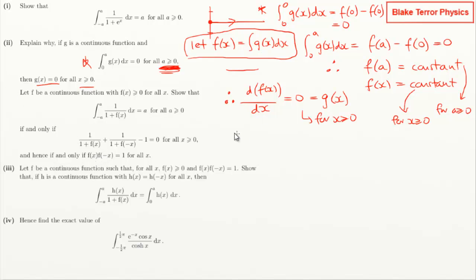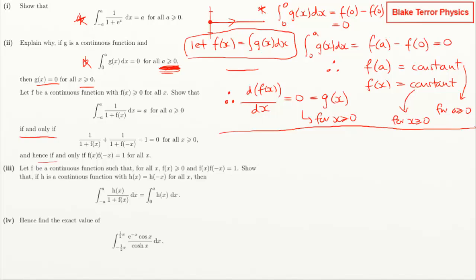Right, okay, so that was interesting. Now we've got: let f be a continuous function. Oh, I've already used f, but anyway, we've got a new f. Let f be a continuous function, f of x greater than or equal to 0 for all x. Show that that integral equals a for all a greater than or equal to 0, if and only if that thing holds. That integral has great similarities to what we've just done in part 1.